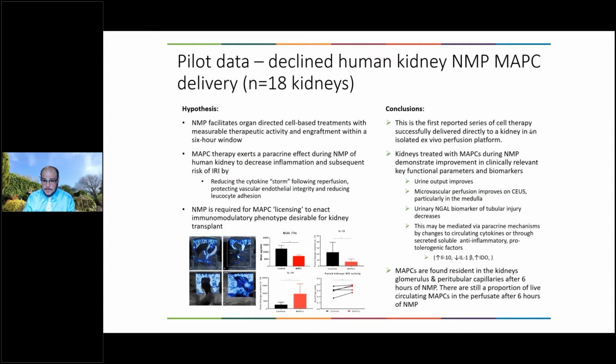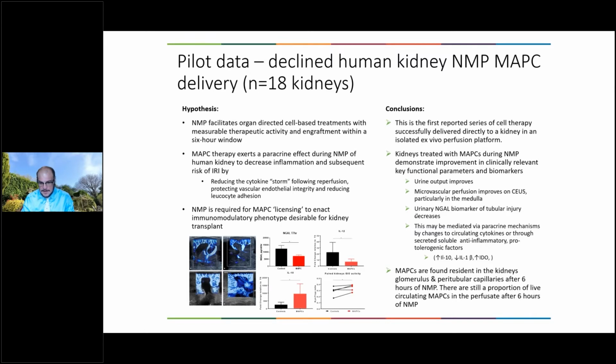And what we were able to find is that when we added the MAPCs during NMP, they actually improved urinary output. And when we imaged using ultrasound, we were able to see that over time, these stimulated flow, particularly to the medulla, which otherwise was not receiving much flow, and we know can cause functional issues post-transplantation.